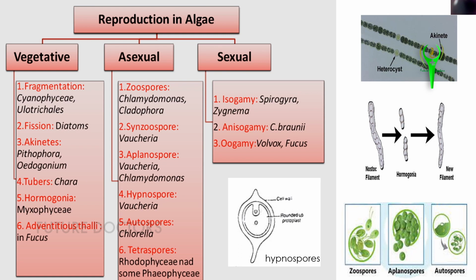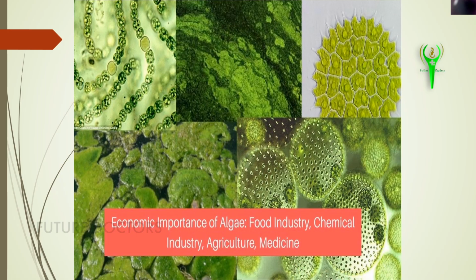And the next is oogamous. In this process, the male gamete is motile, active, small and without reserve food. The female gamete is bigger, passive, non-motile and laden with food. Example, Volvox and Fucus. Now let us see about some economic importance of algae.